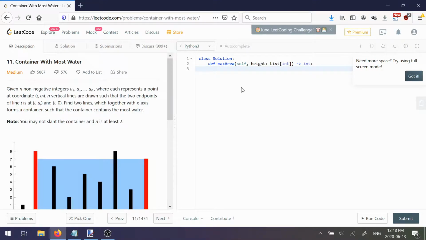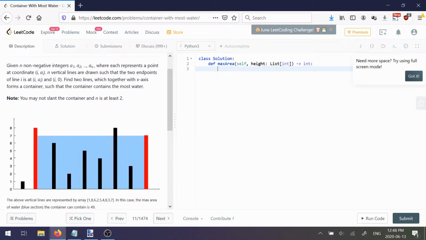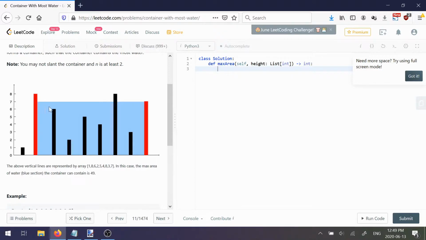Today we're going to go over Leetcode question number 11, container with most water. Given n non-negative integers, where each represents a point at a coordinate and a vertical line drawn between the two endpoints, find two lines which together with the x-axis form a container such that the container contains the most water. So this is a diagram here.